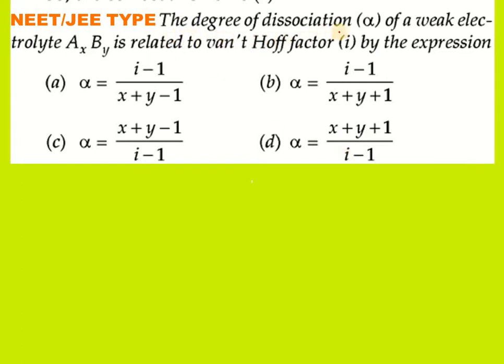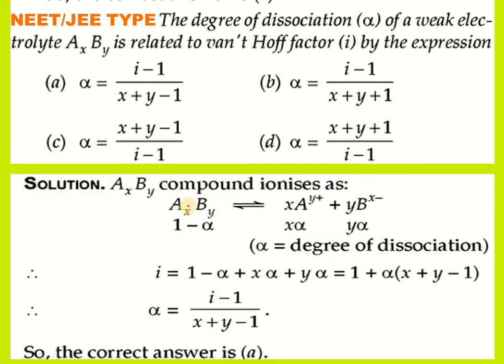The degree of dissociation alpha of a weak electrolyte AxBy is related to the Van 't Hoff factor i by the expression? Then we have to consider the ionization equation. AxBy is in equilibrium with xA^(y+) plus yB^(x-) after the dissociation. So alpha is called the degree of dissociation.